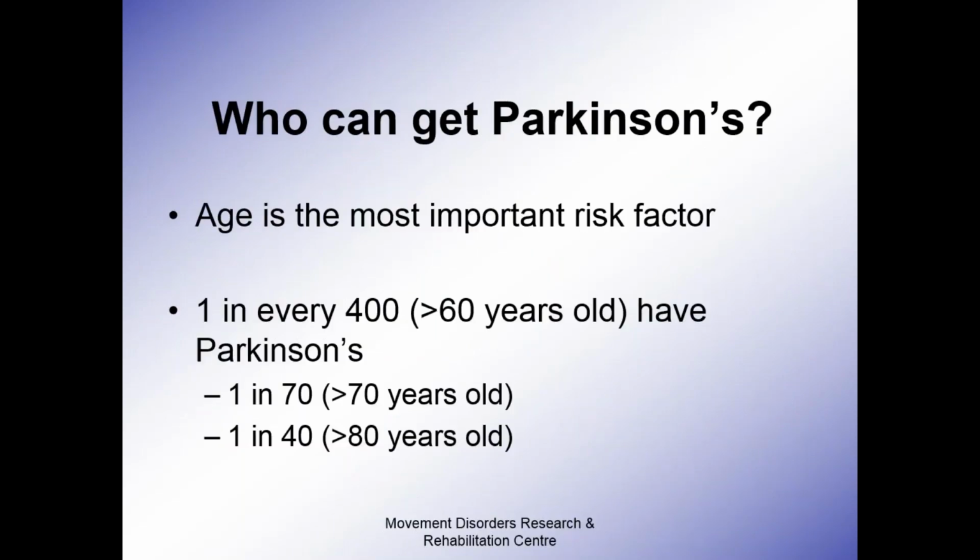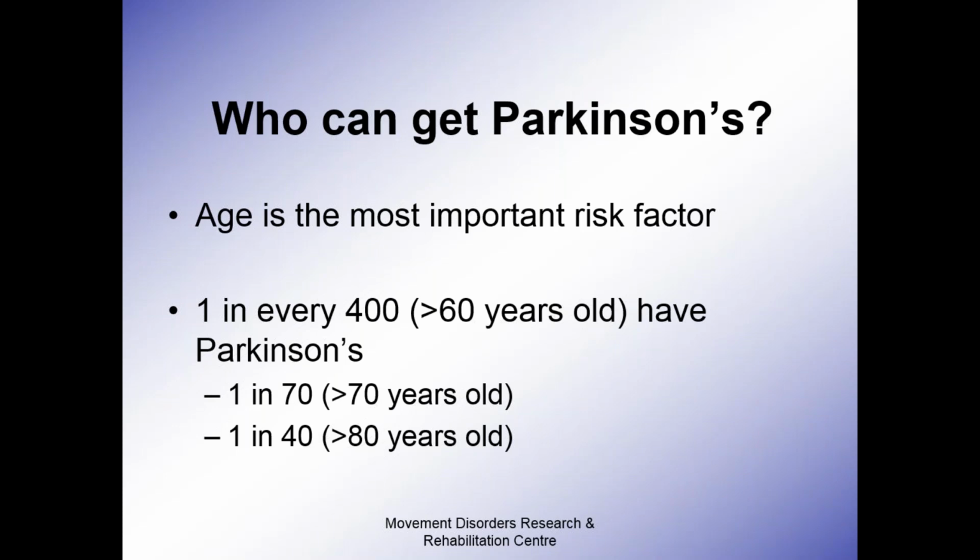Okay, the next topic that we are supposed to talk about is who can actually get Parkinson's, and then of course we'll try and get to diagnosis from there. The number one risk factor, the most important risk factor for Parkinson's disease is age. In fact, 1 in 400 people over the age of 60 years old is diagnosed with Parkinson's disease.